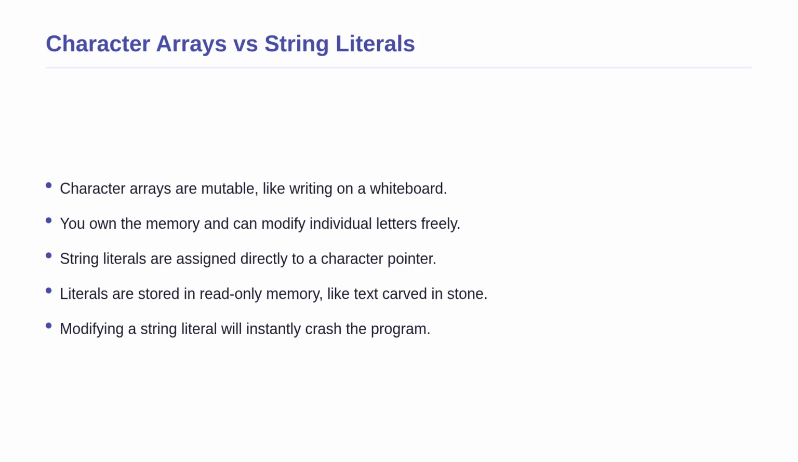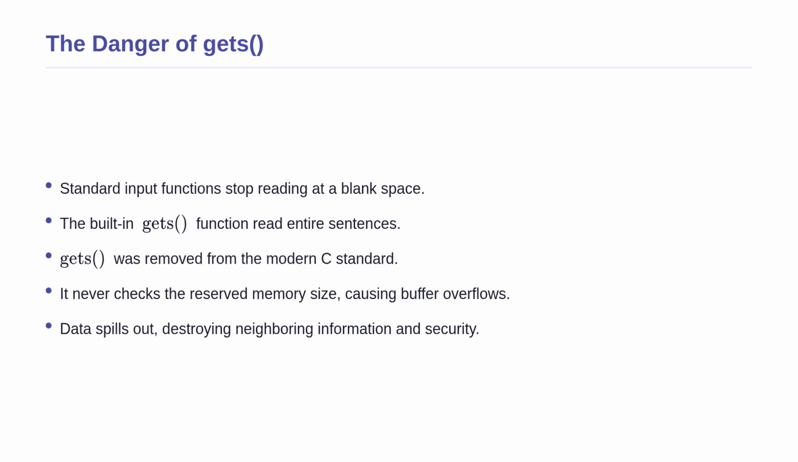Having seen how strings are stored, we must now distinguish between the two main ways to create them. The first is a character array, which is like writing on a classroom whiteboard. You own the memory, so you can easily erase and change letters. The second way is a string literal, created using a character pointer. This is like text carved deeply into stone. It is stored in a special read-only section of memory. If you try to change even a single letter of a string literal while the program is running, it will instantly crash.